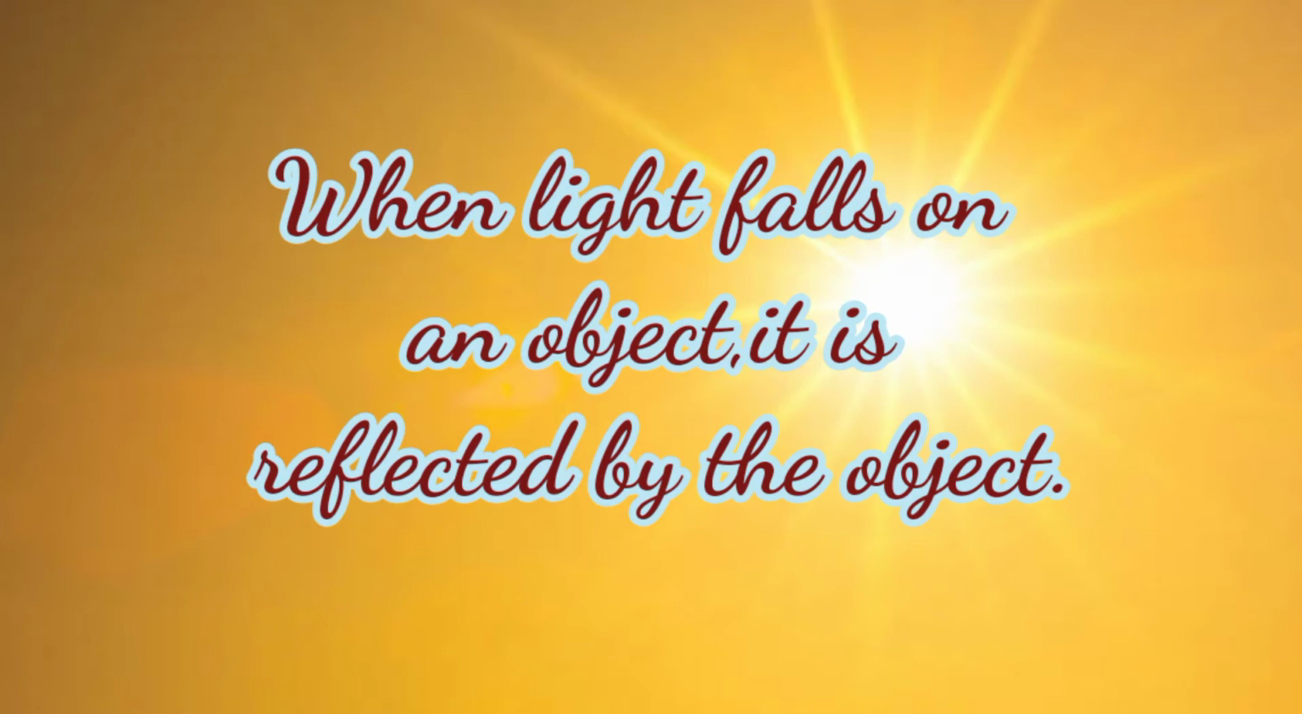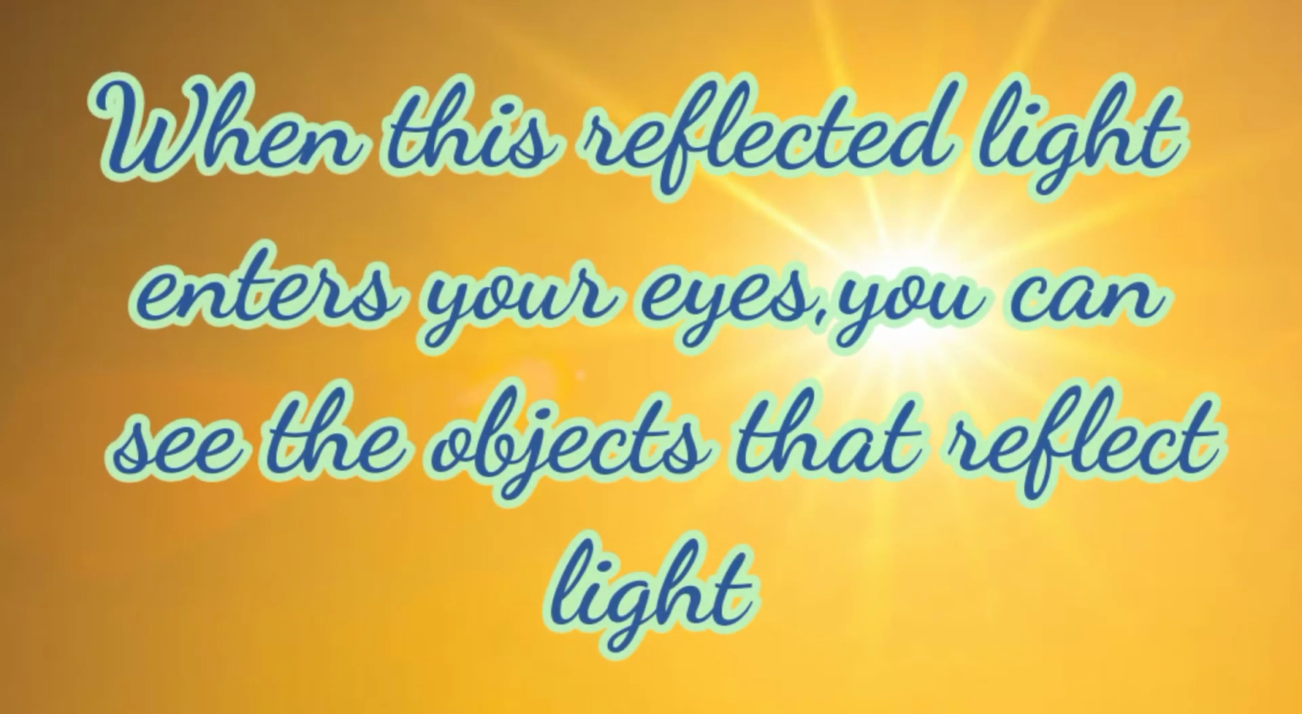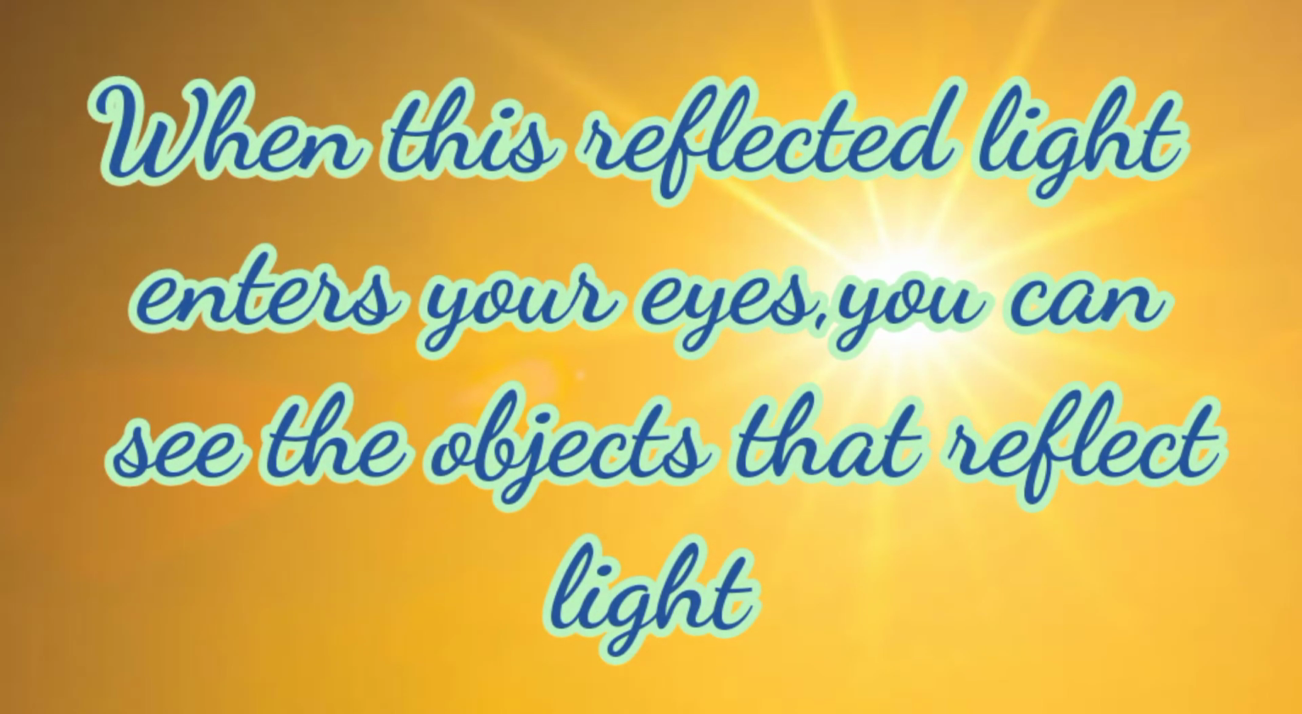When light falls on an object, it is reflected by the object or bounces off the object. When this reflected light enters our eyes, we can see the object. This means we can only see objects that reflect light.